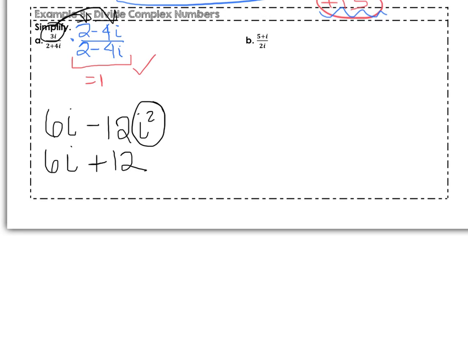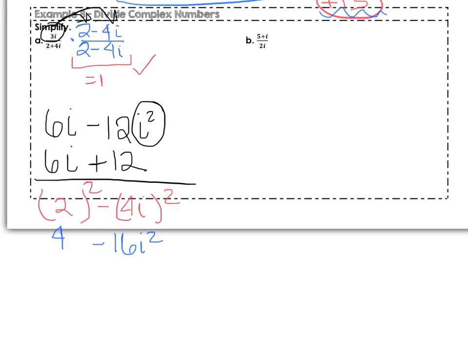Now the denominator. The denominator is really just an example of a difference of squares. So the first term is 2, and the second term is 4i. So 2 squared is 4, and then we have 4i squared, that's going to be 16i squared, which is why this expression on the bottom just becomes 4 plus 16, which is 20.